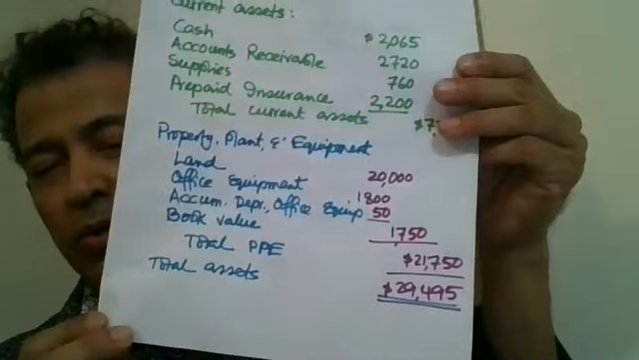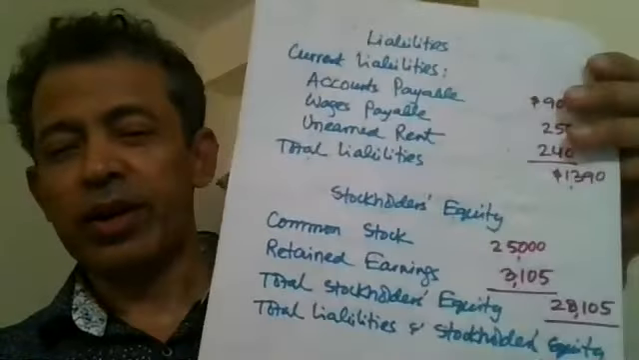You can see total assets was 29,495, and total liabilities and stockholders' equity is also 29,495. So that's how you prepare these three financial statements. And for my accounting 203 students, this should be enough for chapter 4.